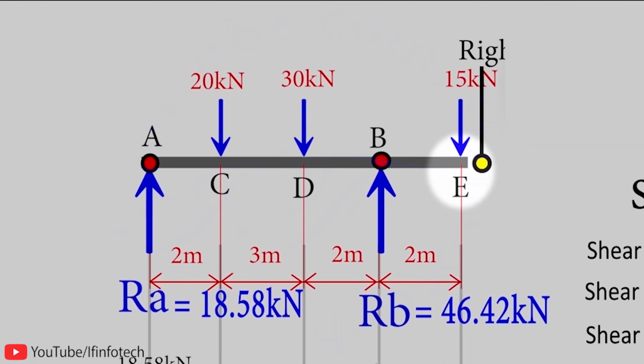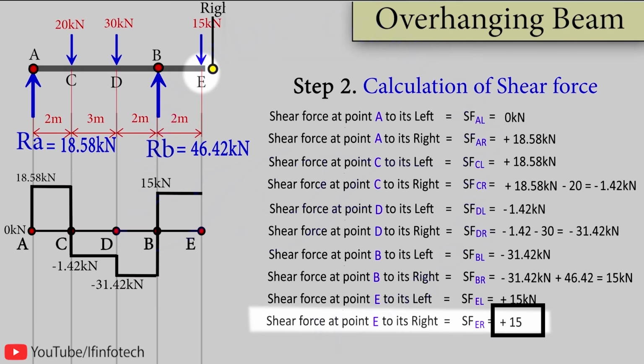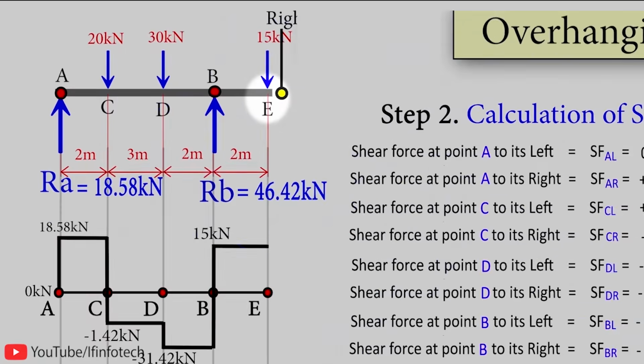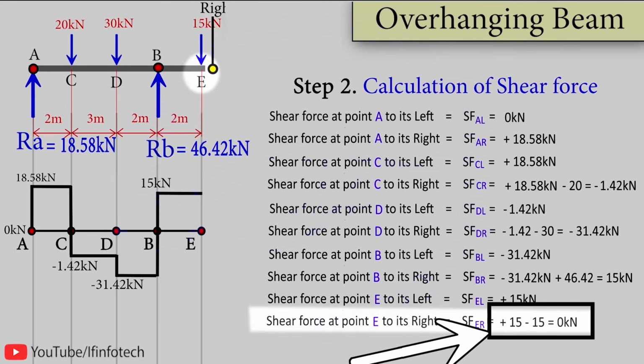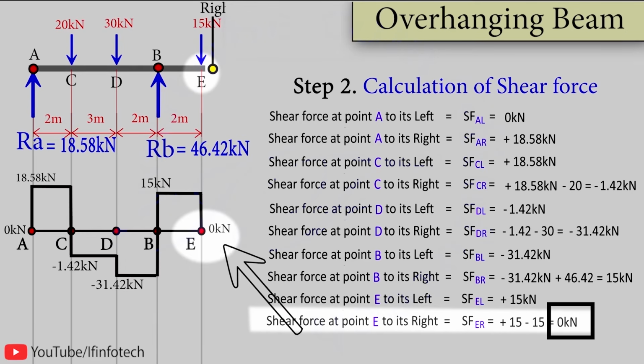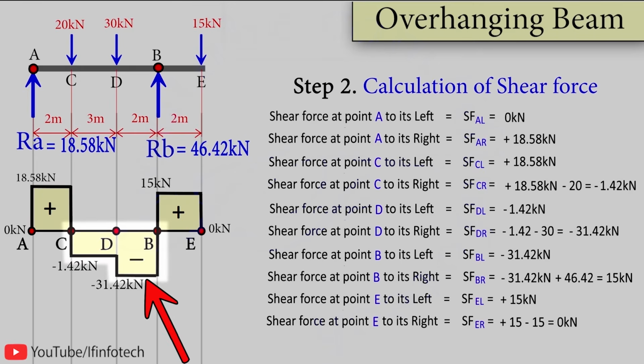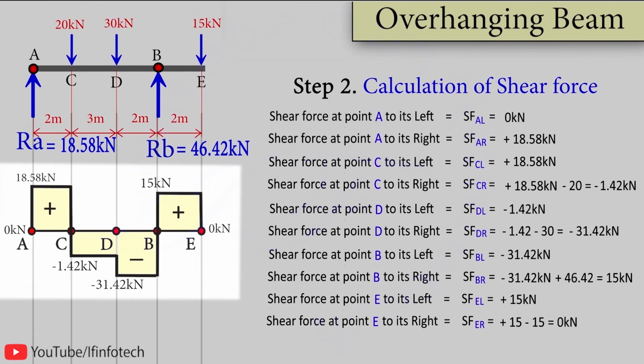Now I am taking section to the right of point E, that is SF at E to the right, and here I carry forward the previous value of shear force up to point E on its left side, which is 15 kN. When we move towards the right of point E, there is a 15 kN downward force, which is negative. So this will be plus 15 minus 15, and it gives me the value of shear force as 0 kN. So here I mark 0 value on the reference line. And in the shear force diagram, whatever portion is drawn above the reference line, I will show by plus sign, and the portion drawn below the reference line, I will show by minus sign. So here I have completed the shear force diagram.